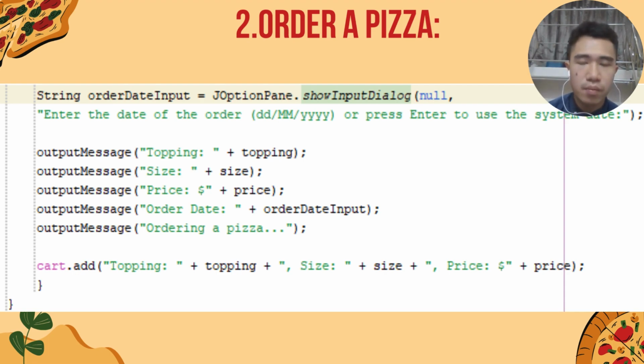So the shop needs to key in the day, month, and year, or they can choose to directly press enter, as the system will directly take today's date from the computer. After the ordering is done, it will output a message in the window of the program showing which topping, what size, and how much is the price and the order date for this customer.